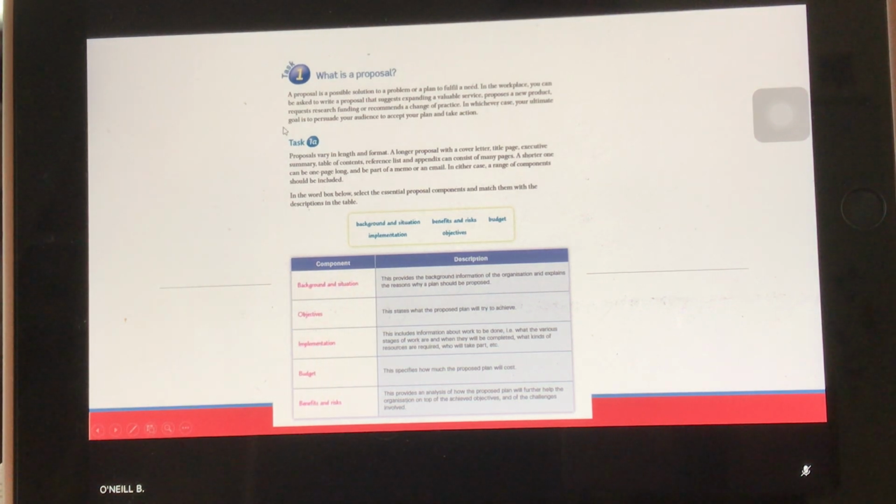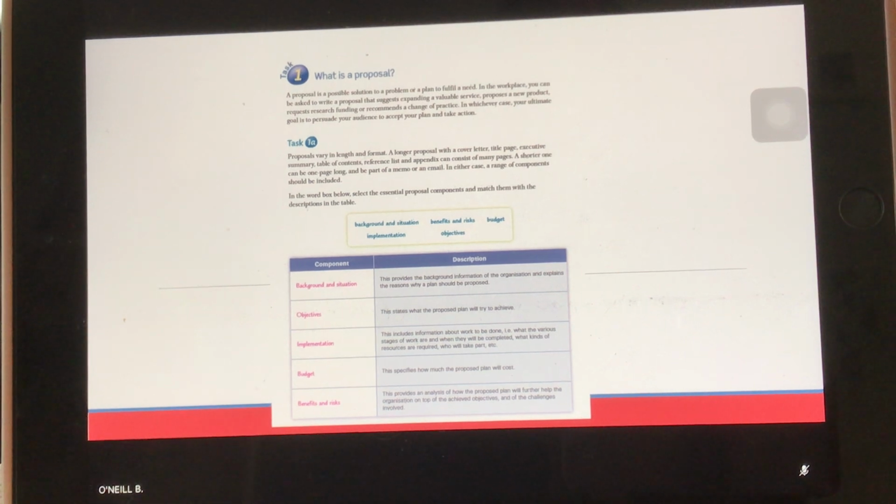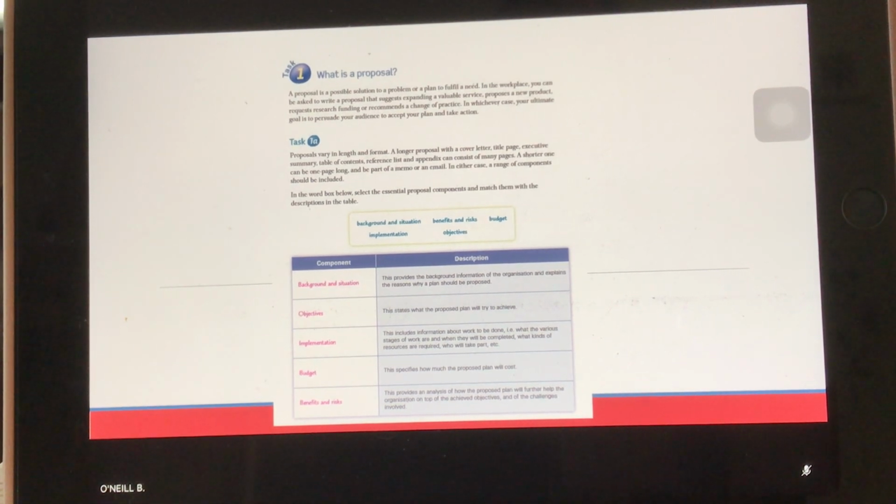Here's the answers. The background and situation provides the background information of the organization and explains the reasons why a plan should be proposed. The objectives state what the proposed plan will try to achieve. Alright, so if we're doing the paper solution, we could say the objective of this proposal is to cut down on paper wastage.